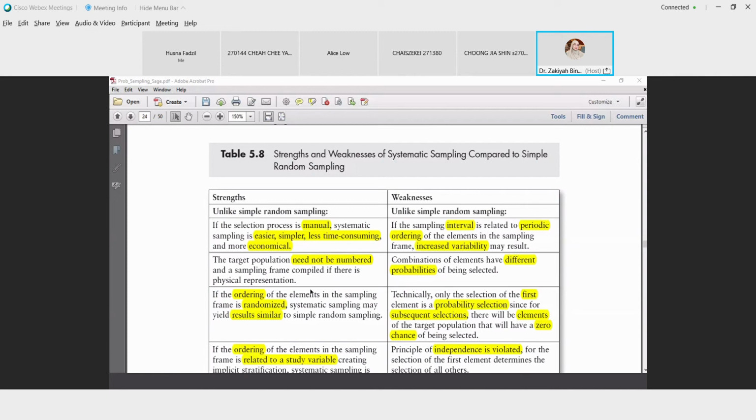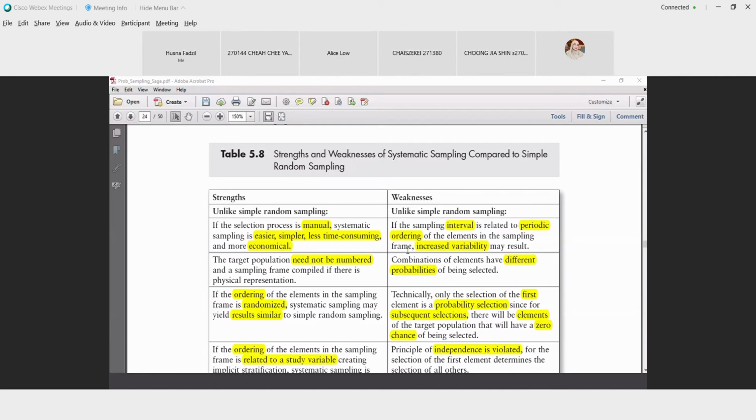Now, unlike SRS, in systematic sampling the selection process is manual, as you can see. It's easier, simpler, less time consuming, more economical. But the weakness is what? If the sampling interval has got some periodic ordering, then the variability may be increased.